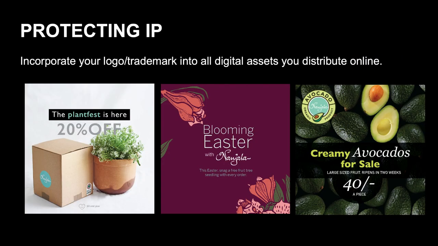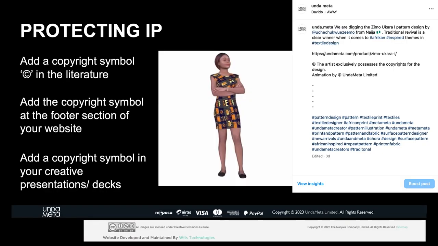Like if you look at these 3 instances, one, it's embedded in the image. The second one is the word mark written on the post. And of course, there's an identity there that has been created. So the idea here is that if your logo is already in the creative, then someone will definitely know it's yours. In a sense, you're actually protecting your work. In this instance, it's just by you using the little copyright symbol, which is a C in a circle. So if you look at the post here, it says, copyright C, the artist exclusively possesses the copyrights of the design, and the animation of the video clip is actually Undameta. So again, these are just instances where I've actually been able to protect my work.